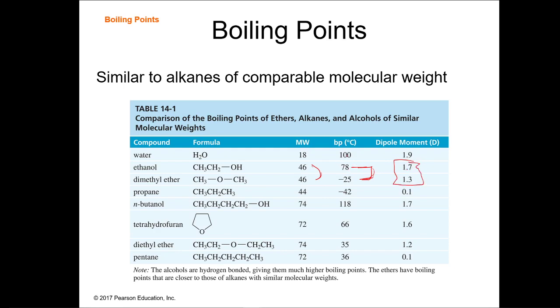The difference between water and ethanol is 22 degrees with a 0.2 difference in dipole. So with a 0.4 difference in dipole, you expect a difference of maybe 40 degrees, but no, it's a difference of almost 100 degrees. But it's higher than propane, which is a similar molecular weight. So ethers have much lower boiling points than the corresponding alcohol would.